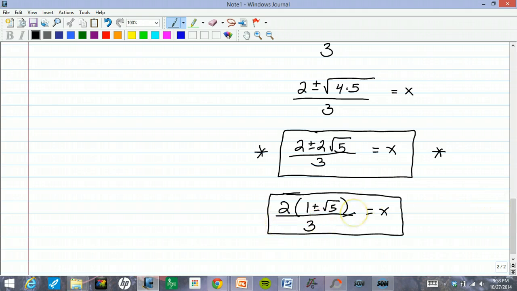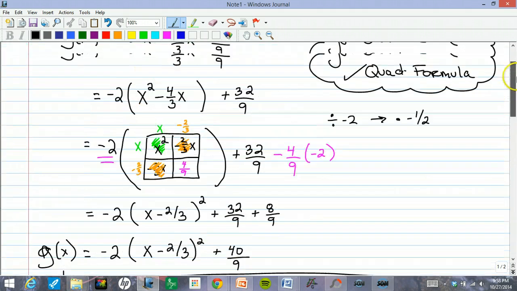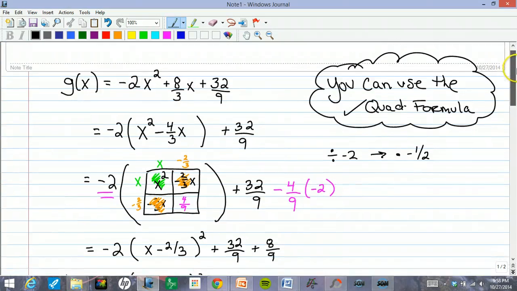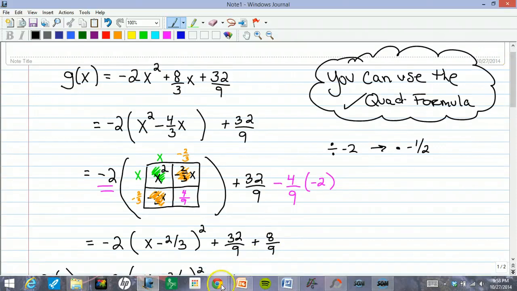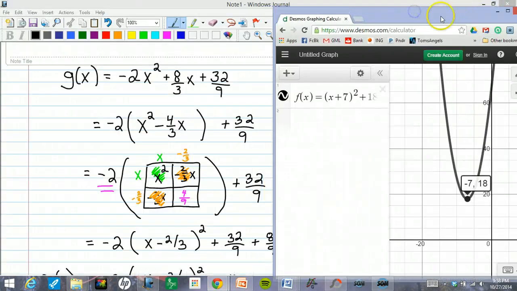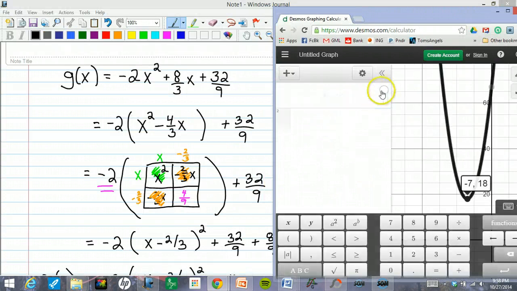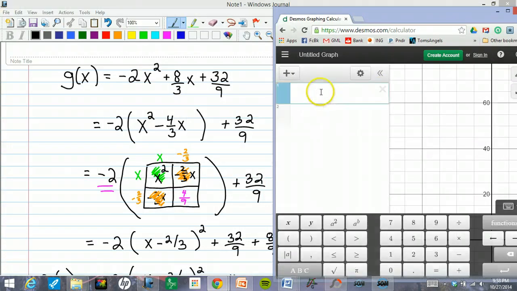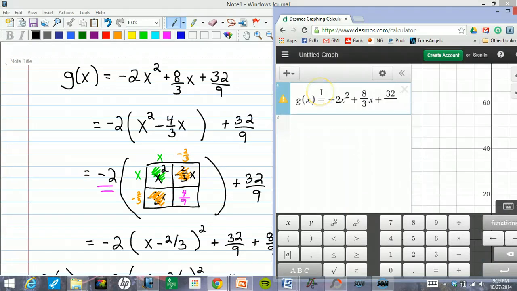Graphically now, we would use some technology. All right. Let me input this function. I don't have it ready to go, but we can do it really quick. So g of x is negative 2x squared plus 8 divided by 3 x plus 32 divided by 9.